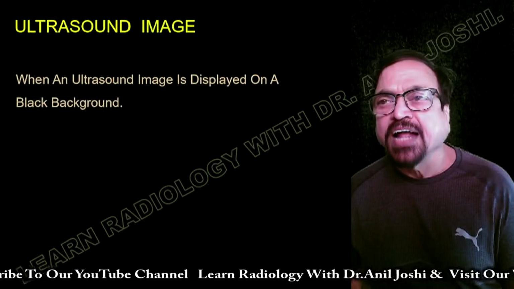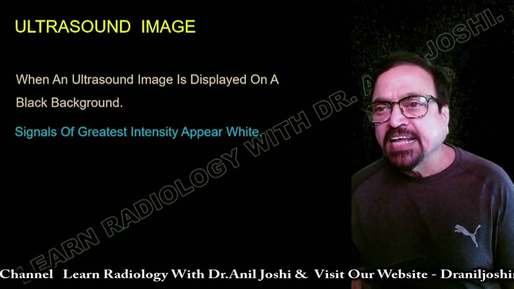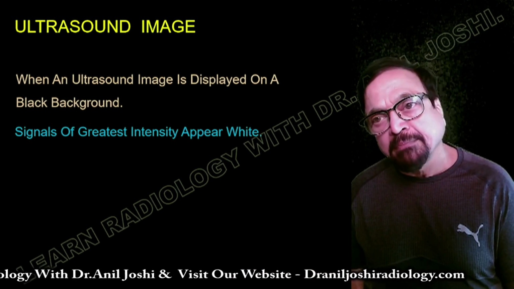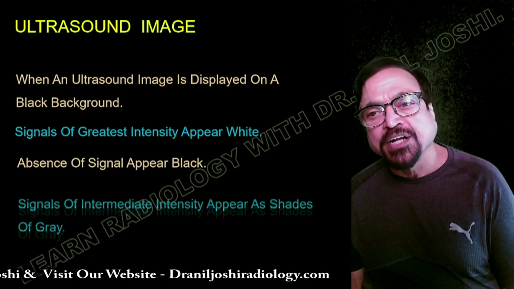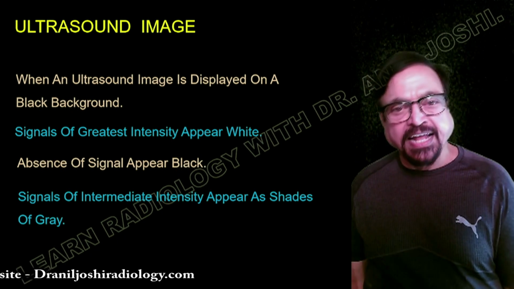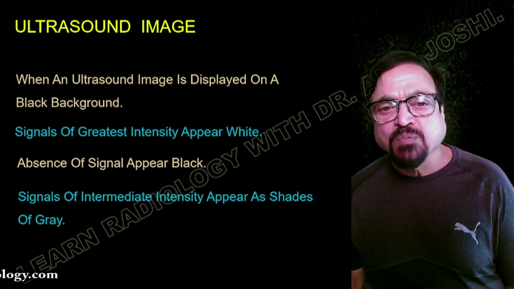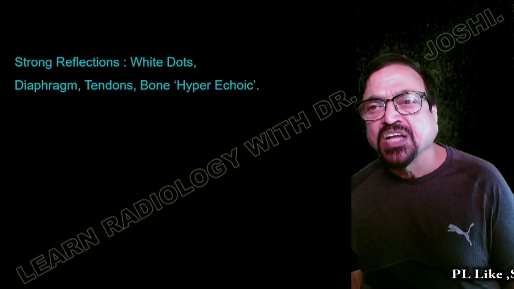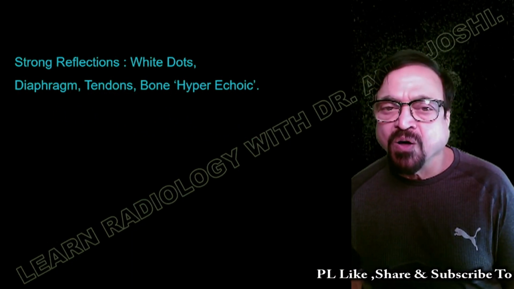Now let us come to the ultrasound image. When an ultrasound image is displayed on a black background, signals of the greatest intensity appear white because they are caused by bright echoes. Absence of signal appears black on the display monitor. Signals of intermediate density appear as shades of gray. Now they give you a proper imaging pattern. So on one side there is white, on one side there is black, and in between are the gray shades, which give you a good idea about the organ anatomy.